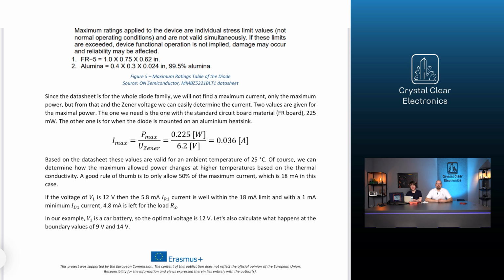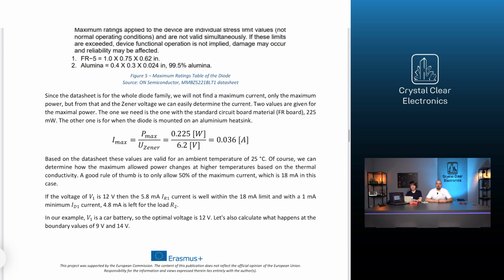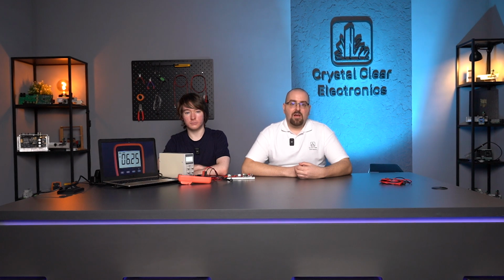To determine the maximum current, we need to divide the power by the breakdown voltage of the Zener diode, that is 0.225 watts divided by 6.2 volts, which gives approximately 36 milliamps. Based on the datasheet, these values are valid for an ambient temperature of 25 degrees Celsius. Of course, we can determine how the maximum allowed power changes at higher temperatures based on the thermal conductivity. But a good rule of thumb is to only allow 50% of the maximum current through the Zener diode, which means 18 milliamps in this case.